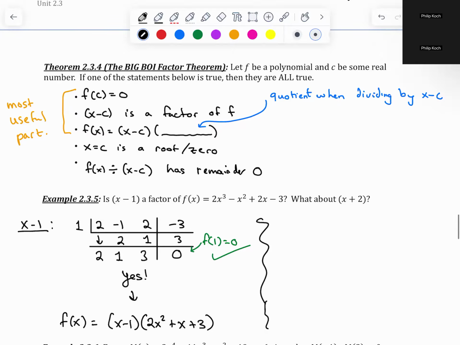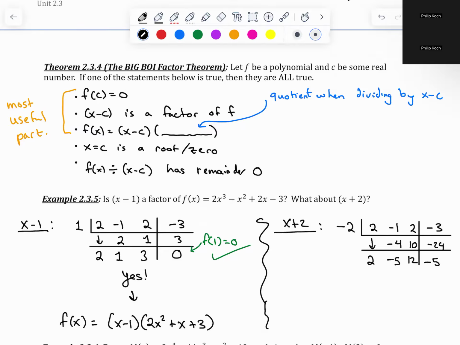Okay. x plus 2. This time we're gonna do negative 2. And so 2x cubed minus 1x squared plus 2x minus 3. Bring down the 2. 2 times negative 2 is negative 4. Negative 1 plus negative 4 is negative 5. Negative 2 times negative 5 is positive 10. 2 plus 10 is 12. Negative 2 times 12 is negative 24. We get negative 27.